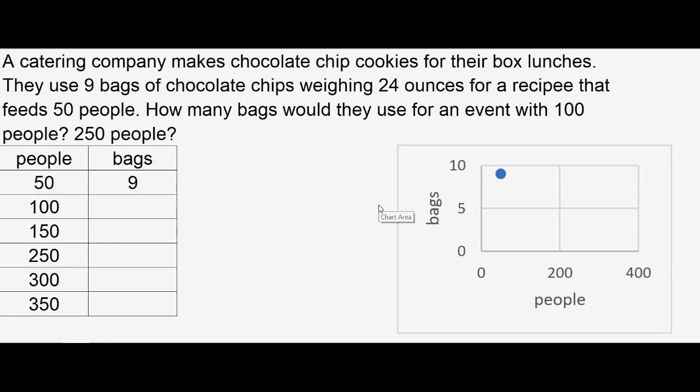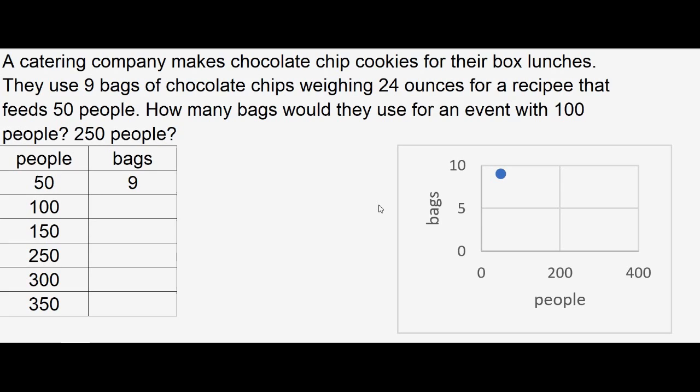Quick look at this problem. Think about it for a minute. Pause the video. Think about how you would solve it. A catering company makes chocolate chip cookies for their box lunches. They use 9 bags of chocolate chips weighing 24 ounces each. For a recipe that feeds 50 people, how many bags would they use for an event with 100 people or 250 people? Think about how you might solve that based on things we've done recently, and then just intuitively how you would solve it. Once you've done that, restart the video.